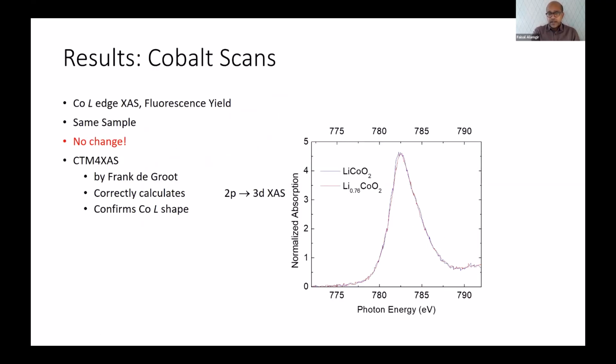In the same region of up to 25%, we looked at the L3 edge for the cobalt, and we see essentially no change. And so there doesn't seem to be any d electron hole formation in that initial 25%, and oxygen seemed to be doing all the work. So this might be a good place to stop.